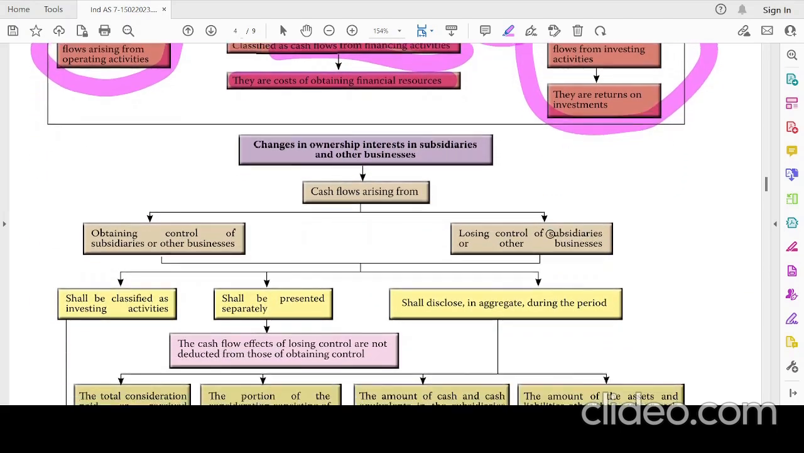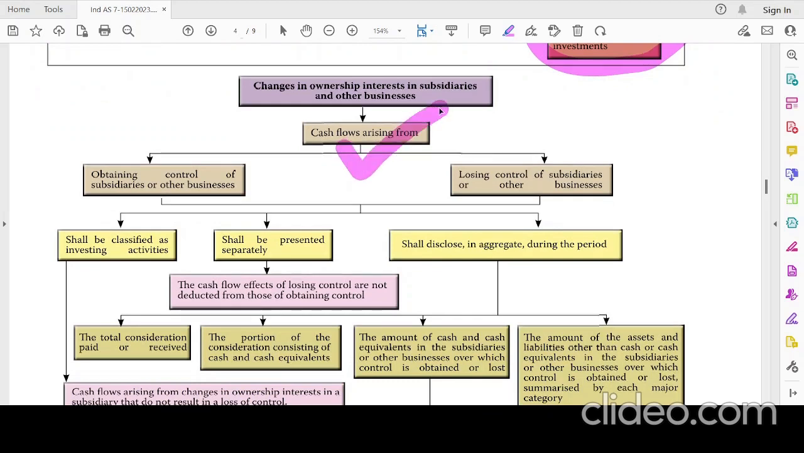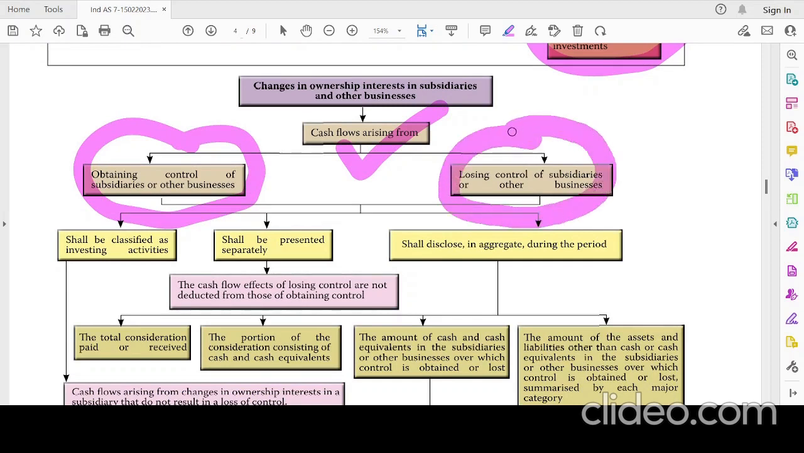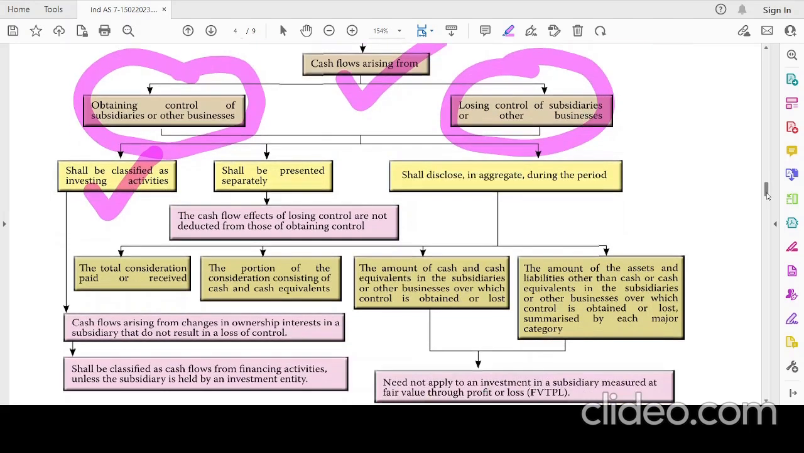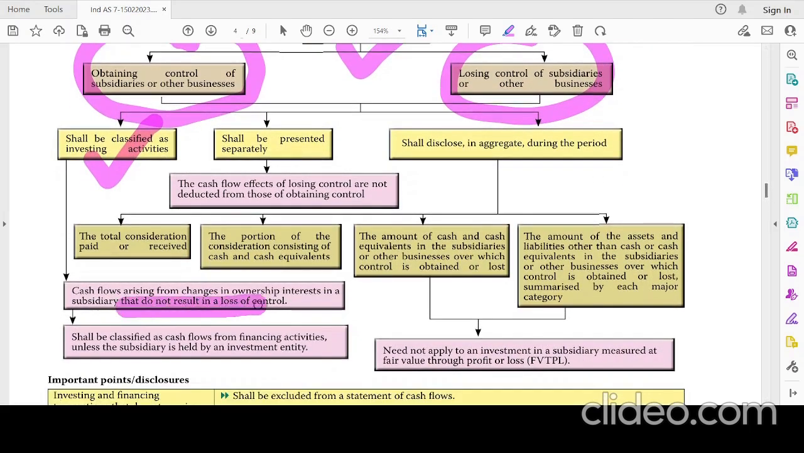Changes in ownership interest in subsidiaries and other businesses. Cash flow arising from obtaining control of a subsidiary or other business, or losing control, shall be classified as investing activity. Obtaining control means cash outflow, losing control means cash inflow. Cash flow arising from changes in ownership interest that do not result in loss of control shall be classified as cash flow from financing activity, unless the subsidiary is held by an investment entity. Which means if I am treating that investment as an investing activity, then any change in ownership which does not result in loss of control can be classified as a financing activity.